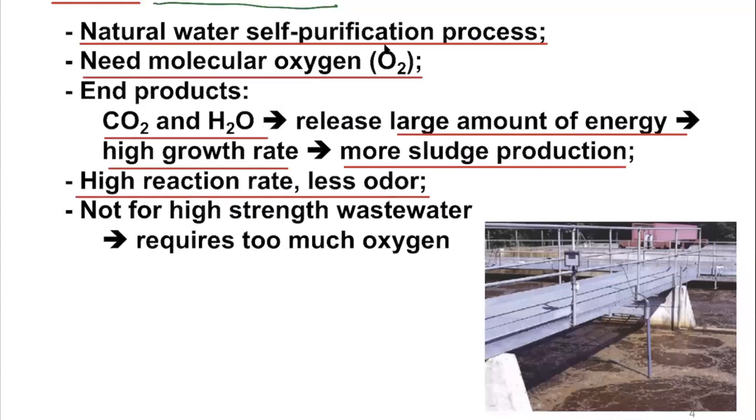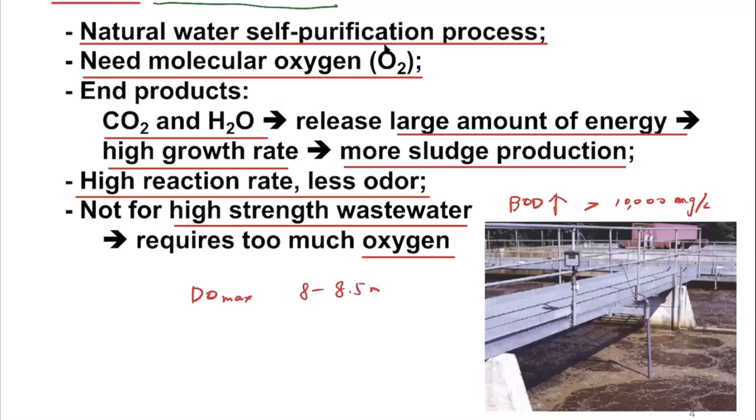And actually in wastewater treatment, it is a dominant process to remove the BOD and also to grow these microorganism cells. So it's not very suitable for very high strength wastewater, which has a very, very high BOD. Let's say if the BOD is higher than 10,000 milligram per liter, that's going to consume a lot of oxygen, and it's difficult to maintain this oxygen concentration because we know that the maximum dissolved oxygen under normal temperature is just around 8 to 8.5 milligram per liter.